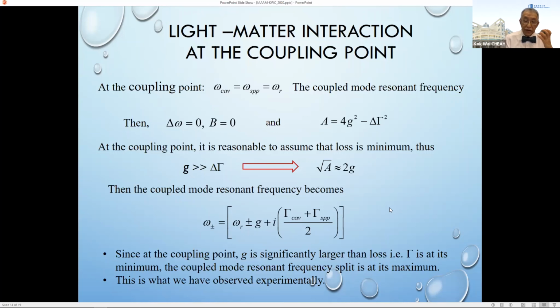So quantitatively we can see from here that at the resonance you will get a maximum, but outside the resonance, before you approach the mode coupling point and away from the mode coupling point, the split will drop very much.